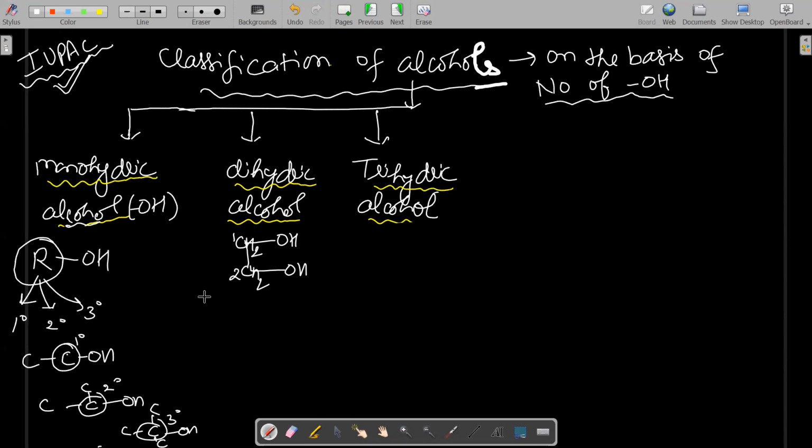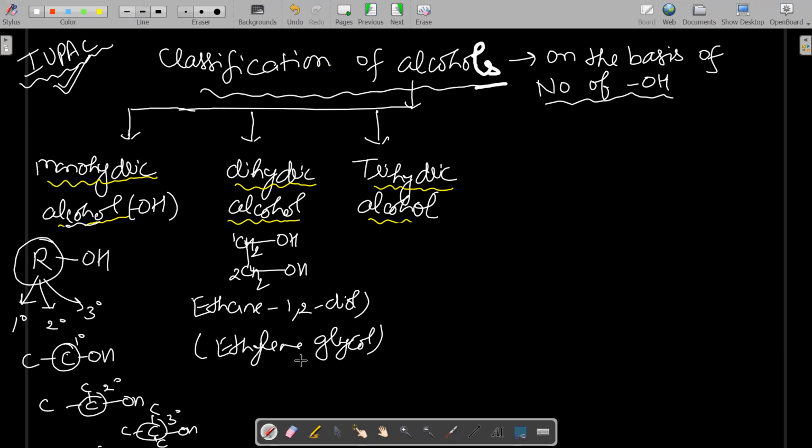Can you tell me its IUPAC name? Yes. The IUPAC name of this compound is ethane-1,2-diol. And the common name of this compound is ethylene glycol. Where is ethylene glycol used? It is used in cars as an antifreeze. Now this is a vicinal diol.